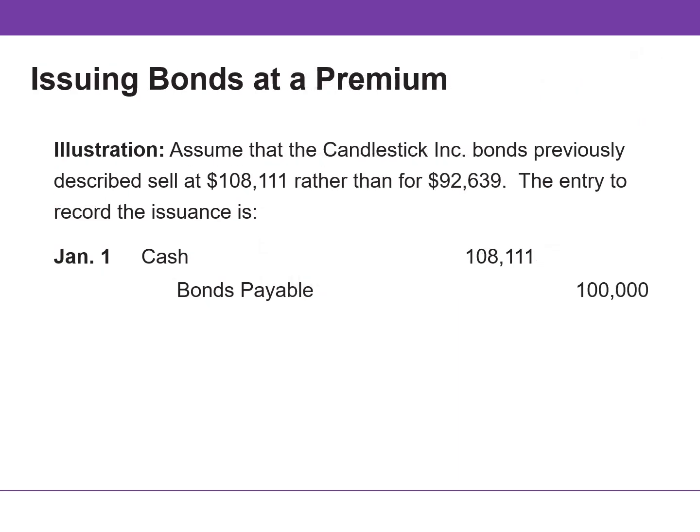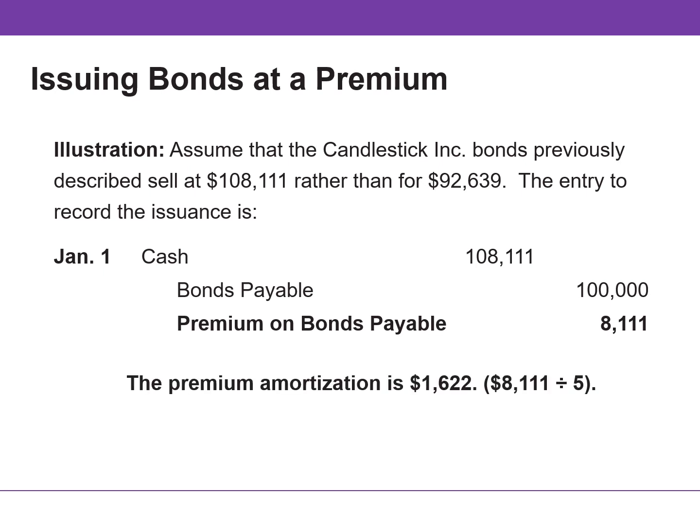Now let's assume this company issues these bonds at $108,111 rather than $92,639. The entry to record the issuance results in a credit to premium on bonds payable for $8,111. The amortization of the premium is $1,622 for each of the 5 interest periods.